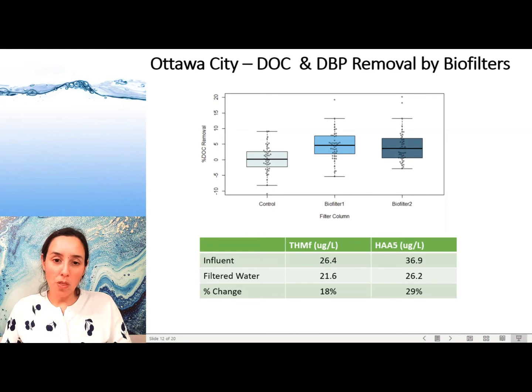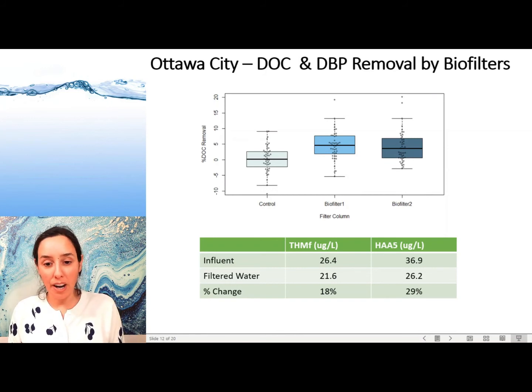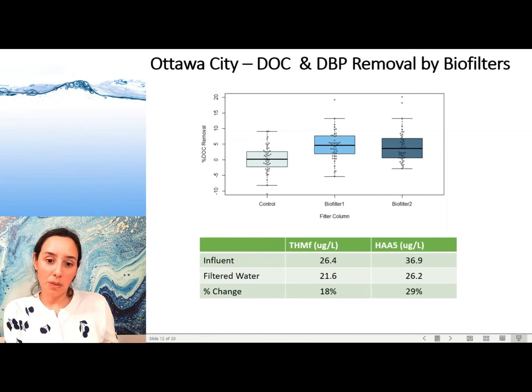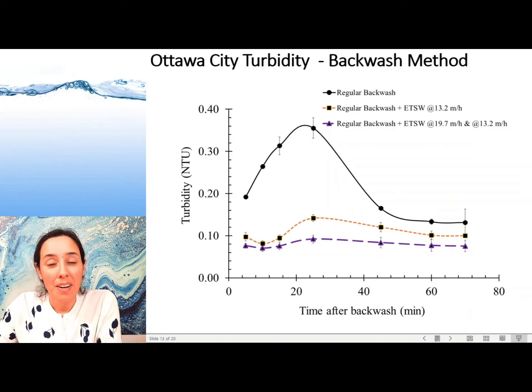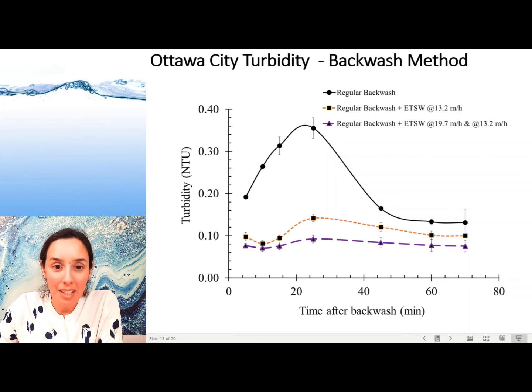But if you trickle those results down to the disinfection byproducts, what we can see is that for the THM formation potential and for the HAA5s, when we compared the influent value to the filtered water value, we did see a noticeable drop in both of those values, about 18% for the THMs and 29% for the HAA5s.